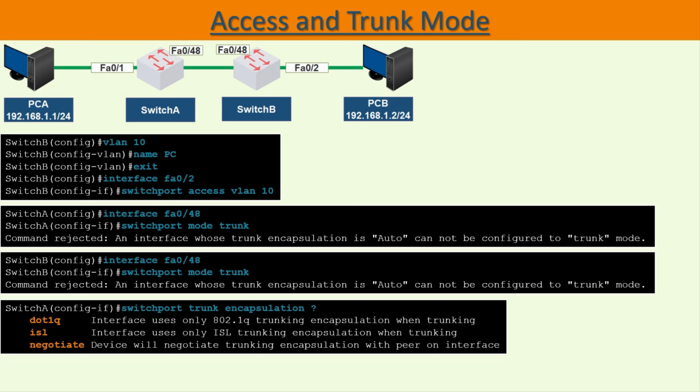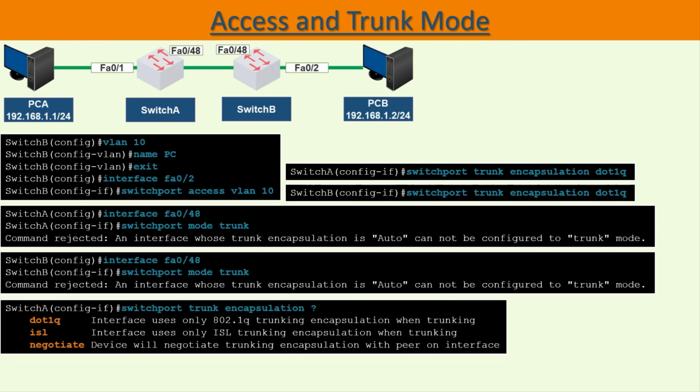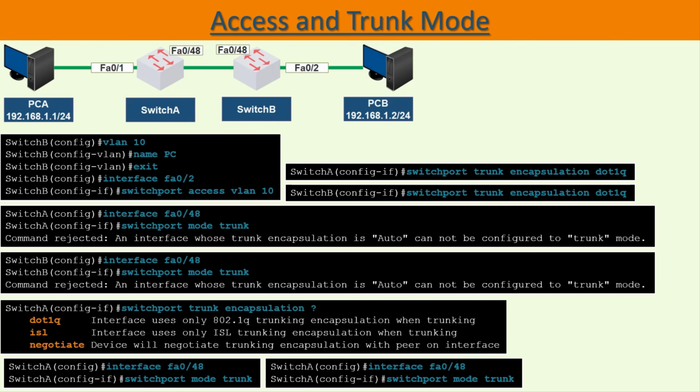The negotiate encapsulation type is the default mode on the switches of this example, but this is not the case for all switches. ISL is a Cisco protocol that is not interoperable with other manufacturers, which is why we instead use the type 802.1Q, which is compatible with most switches. And now, we can restart the switchport mode trunk command on the interfaces between the two switches.